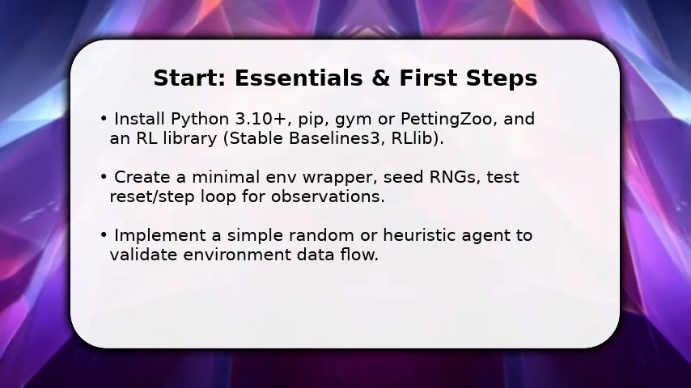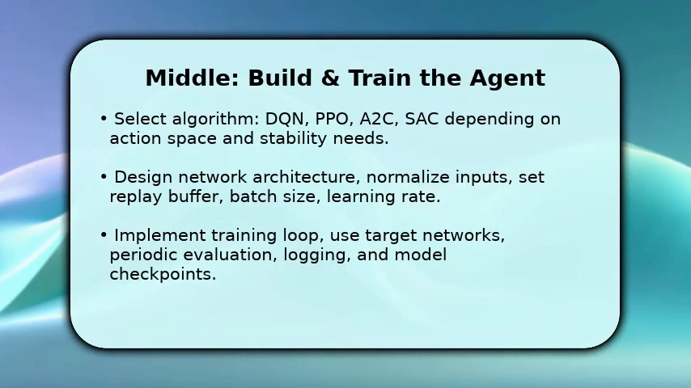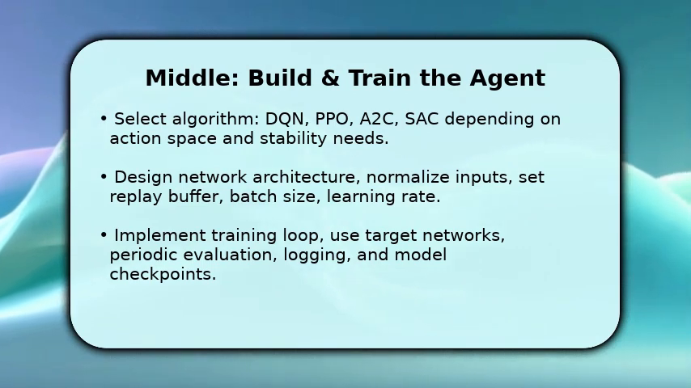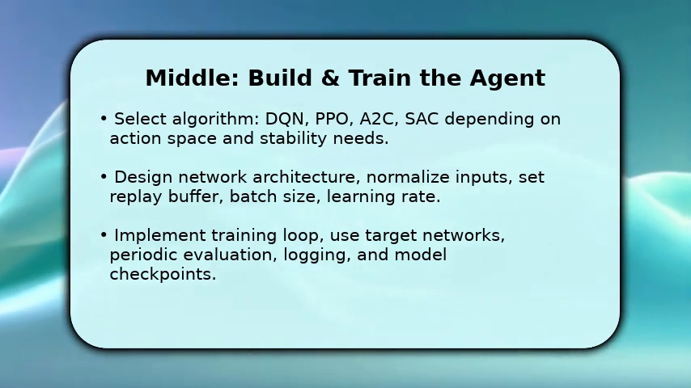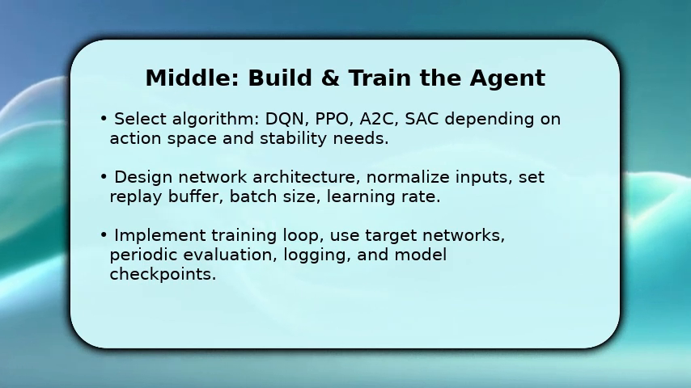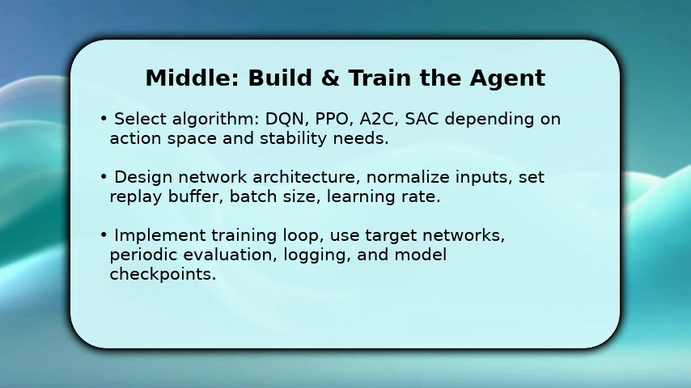Now you build the model and training pipeline. Choose an algorithm: DQN for discrete actions, PPO or A2C for on-policy cases, SAC for continuous control. Design a compact neural network, normalize inputs, and set up a replay buffer or advantage estimator as required.